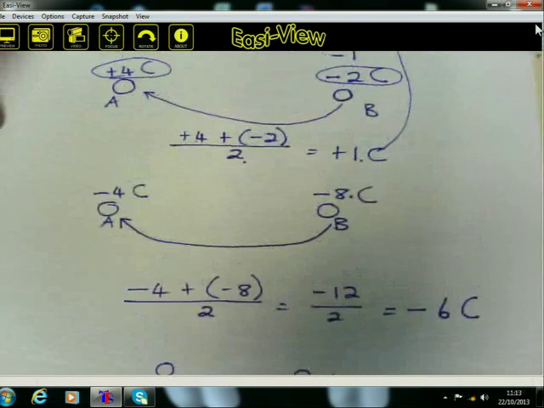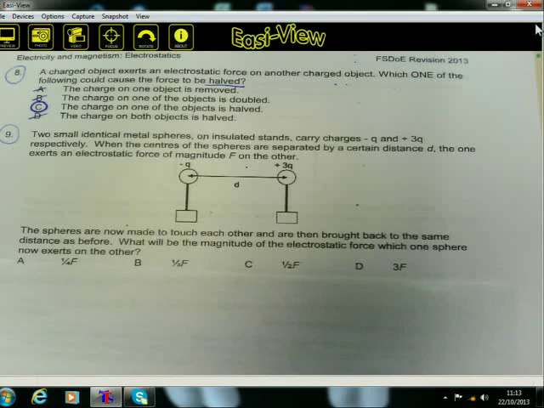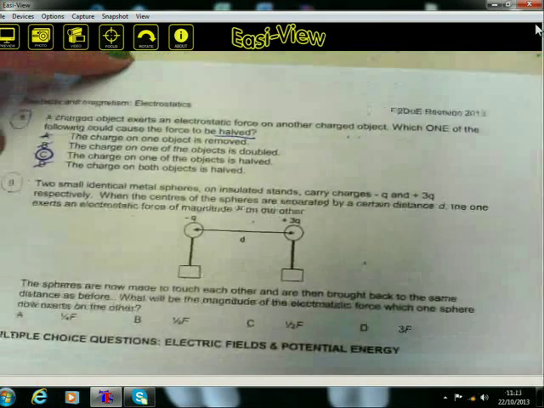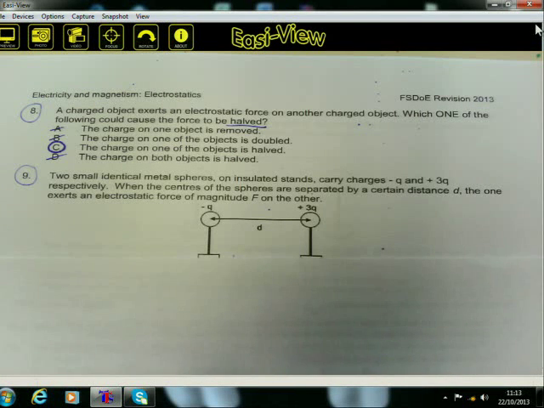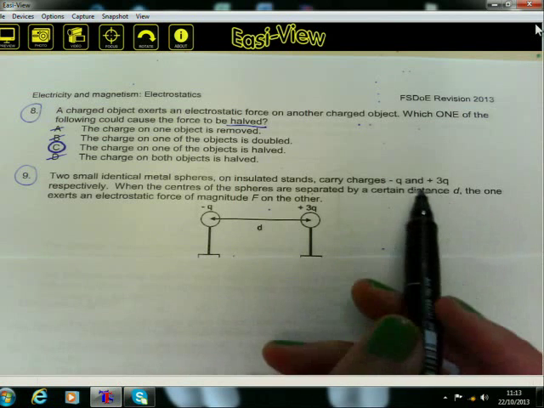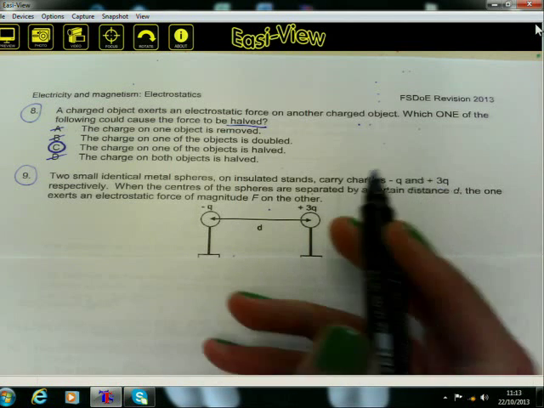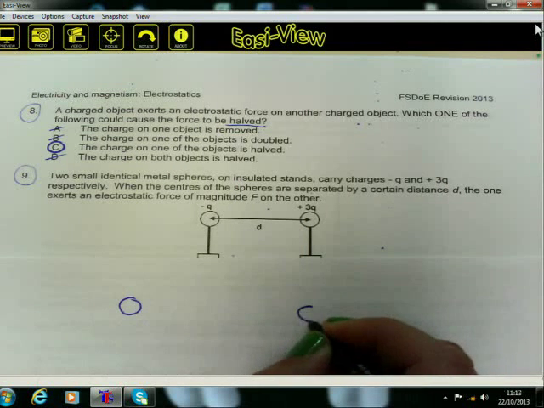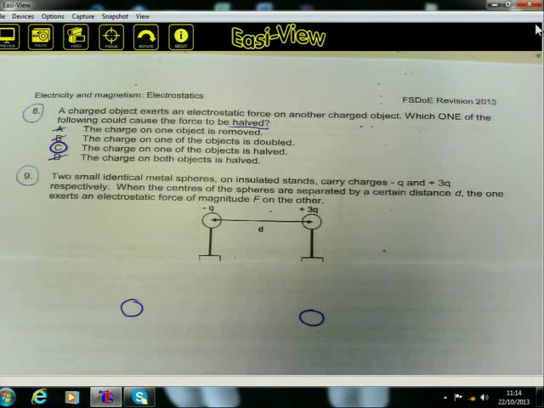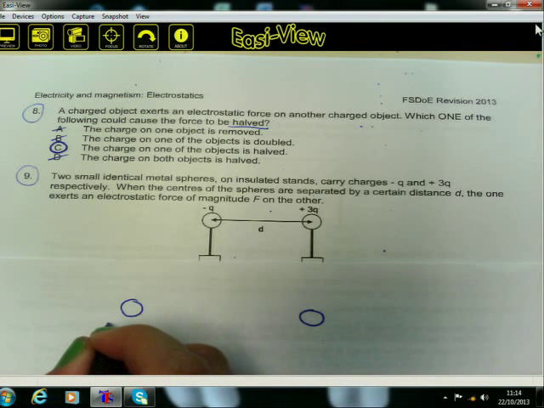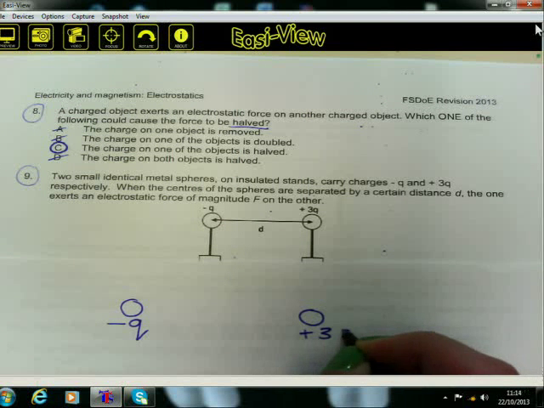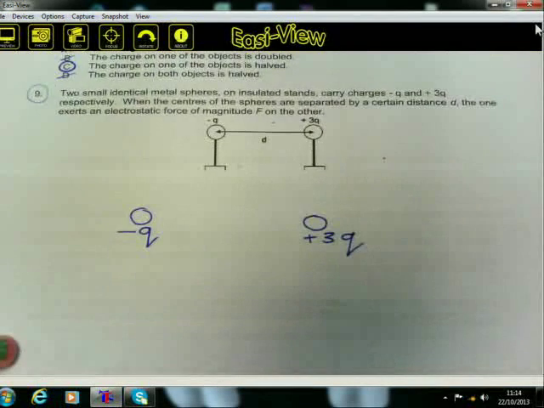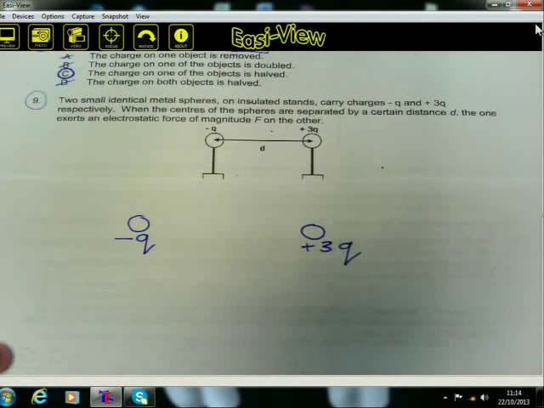Okay, so now that we have a little bit of background about that, let's go and look at question 9. Two small identical metal spheres on insulated stands carry charges of minus q and plus 3q. So let's draw them. We have two identical charged objects. One carries a charge of minus q, the other carries a charge of plus 3q.